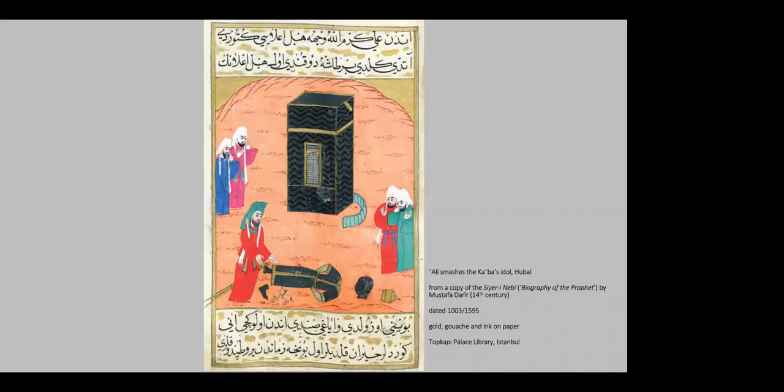In an Ottoman illuminated folio based on a 14th century narrative, Ali is shown outside of the Kaaba, slamming a statue to the ground that is labeled in the painting as Hubal.